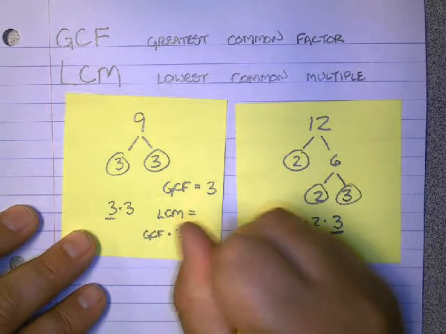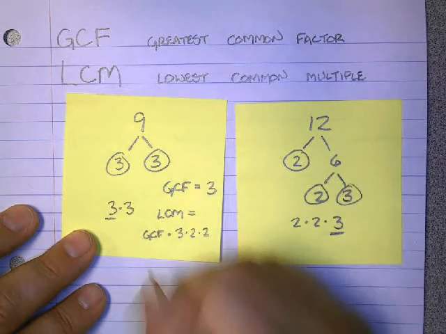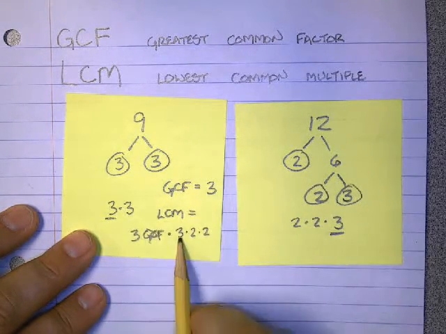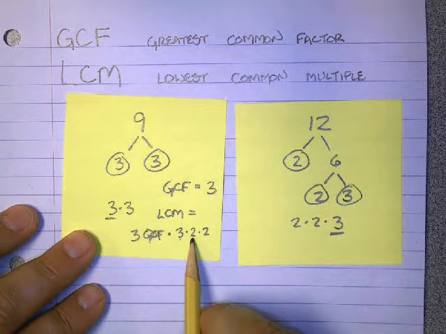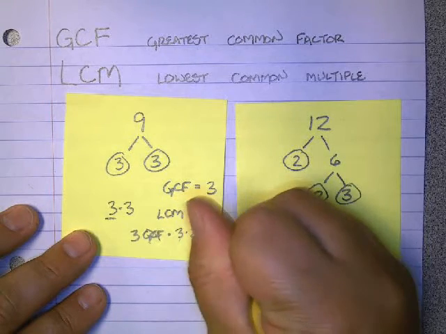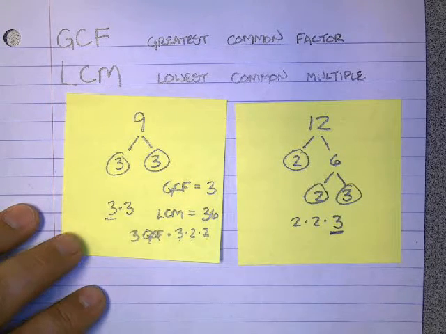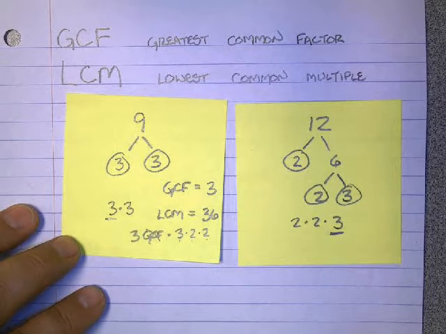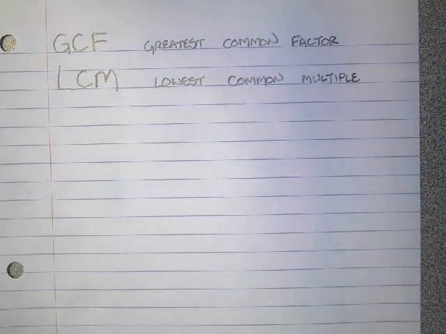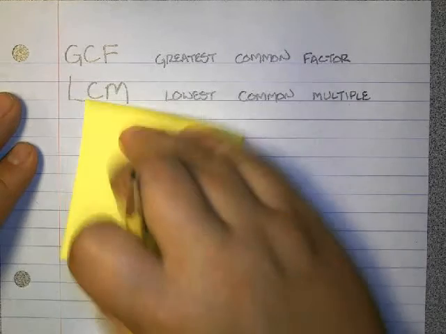Now, for the lowest common multiple, what they do is they take your GCF, and then they multiply that by all these other numbers that were left behind. So we have a 3, a 2, and a 2, and our GCF was 3. So 3 times 3, which is 9, times 2, which is 18, times 2, 36. And if we look back at what we found before, we found it was 3 for our GCF and 36 for our lowest common multiple.